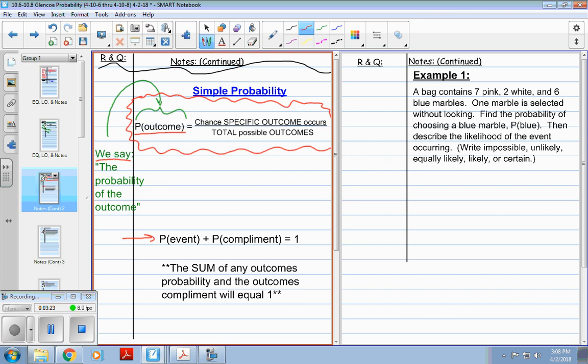So we're going to learn that to find any probability, all we're going to need to do is put that chance of the specific outcome on the top, and we sometimes call this specific outcome the event. And then on the bottom of the fraction, you're going to put all possible total outcomes. So it's that total possible outcomes on the bottom.